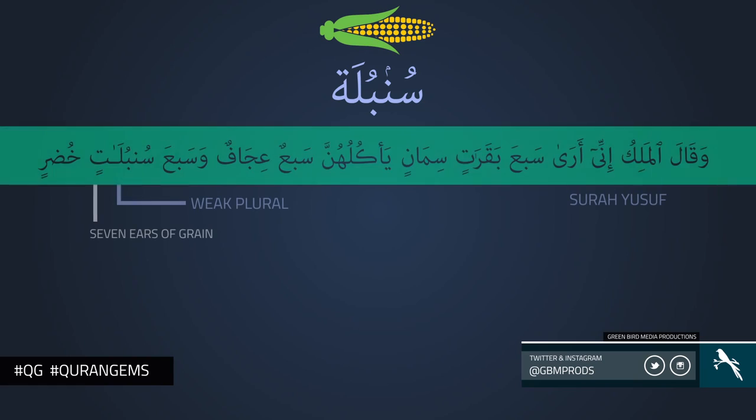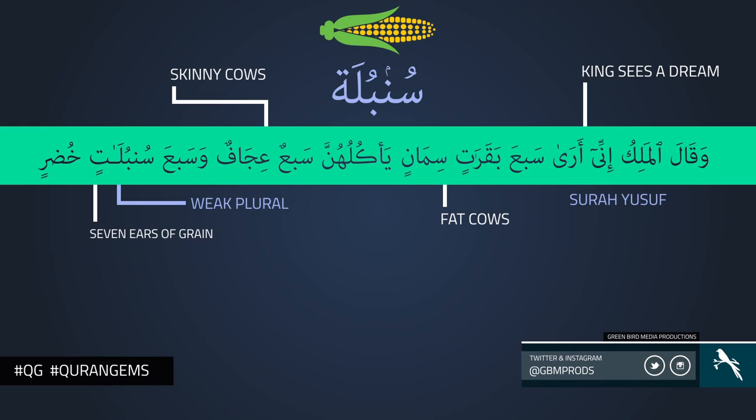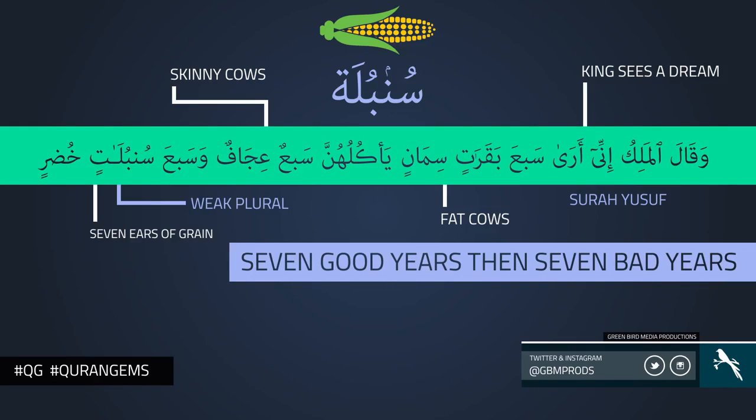When you turn to Surah Yusuf, the king sees a dream. Fat cows, skinny cows, 7 ears of corn. And the dream is interpreted. And what does the dream mean? You will have 7 good years and then you will have 7 bad years. Are the 7 good years going to give you unlimited resources or limited resources? Limited resources, and you have to use them carefully and you have to store them because you will need them for the next 7 years.